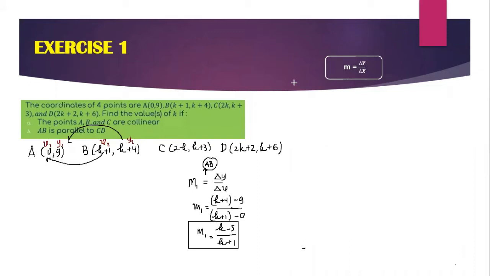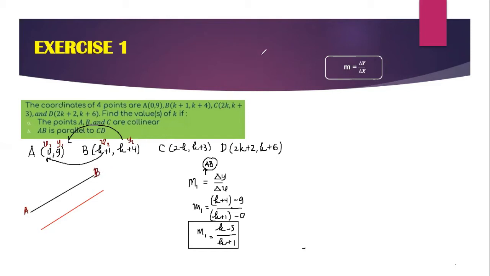Okay, students, we go to question B. AB is parallel to CD. What is the meaning of two lines being parallel? Let's say this one is the first line, AB, and this is the second line, CD. Both are parallel. Now the information of the parallel: let's say the black line is AB.